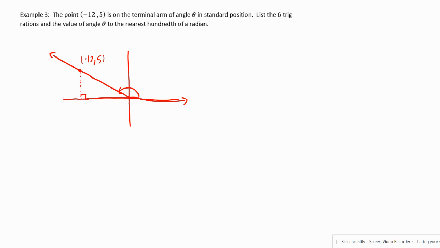Based on this triangle, we have negative 12 as our x, and 5 is going to be our y. The way we're going to figure out our radius is just with Pythagoras theorem. So we have 5 squared plus negative 12 squared equals 25 plus 144, which is 169, and the square root of 169 equals 13, which is this guy here.